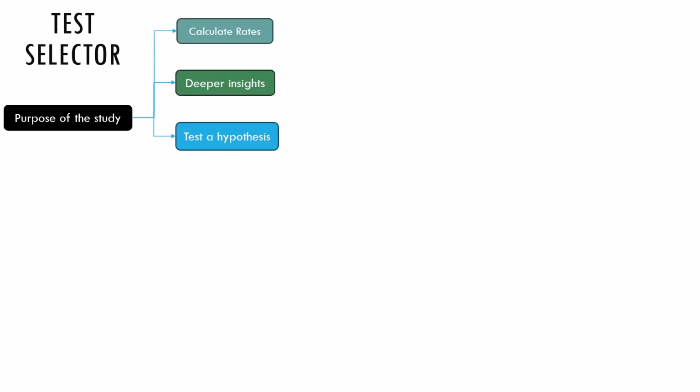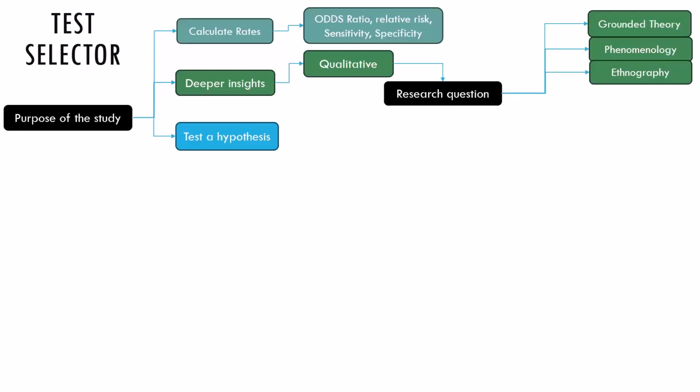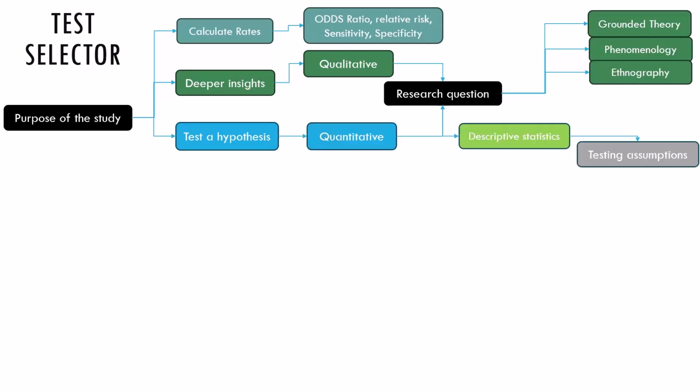So am I trying to calculate rates, like an odds ratio or a relative risk, or do a survival curve? Am I looking for deeper insights? So maybe that's a qualitative study. Or am I trying to test a hypothesis? So if it's calculating rates, you run your analysis. If you're going to do deeper insights, that suggests a qualitative approach. You're still going to need a research question, and you're going to need a methodology, whether it's grounded theory, phenomenology, ethnography, there's others, case studies, and other types of qualitative designs.